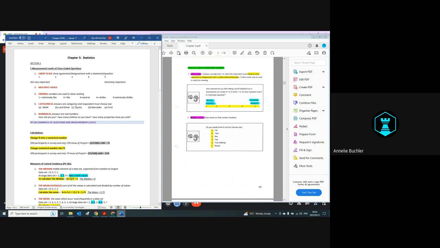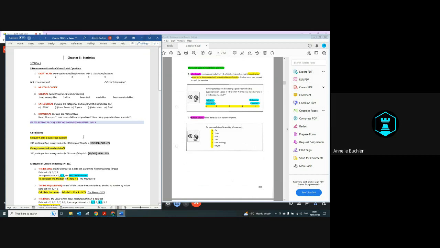Where you group the answer in a category. So it can be, what car do you drive? A, BMW, Land Rover, Toyota, Mercedes, or a Ford. Numerical is real answers, real numbers. How old are you? How many children do you have? 1. How many properties have you sold in the past 6 months? 4. So it is a real number, a numerical number.